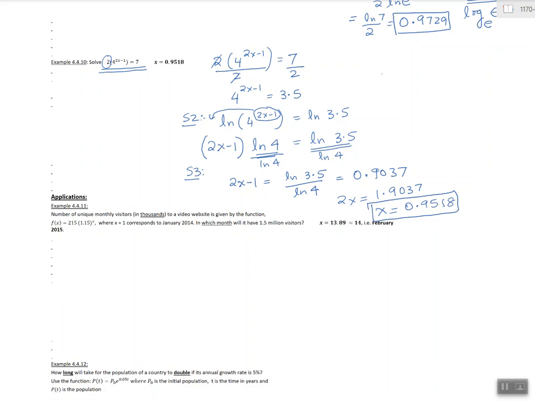So let me quickly repeat. So we started with this question. The first thing you have to always make sure is the coefficient of the exponential term is 1. So you divide by 2 on both sides. That leaves you with 4 raised to the power 2x minus 1 equals 3.5. Then take log of both sides. Then use the power property to bring the exponent in front. So you get 2x minus 1 in front. Now it's just a usual linear equation and you can solve for x. And we get this.